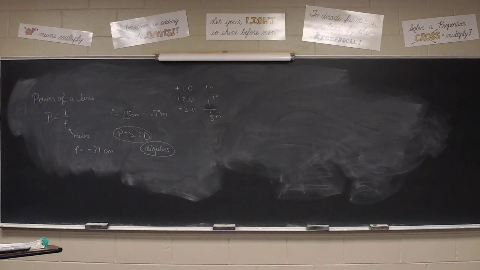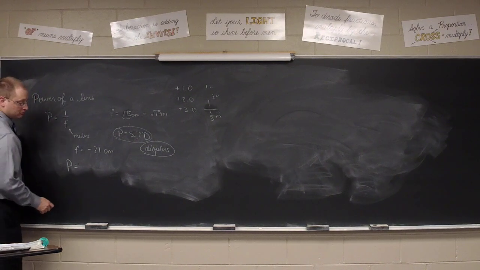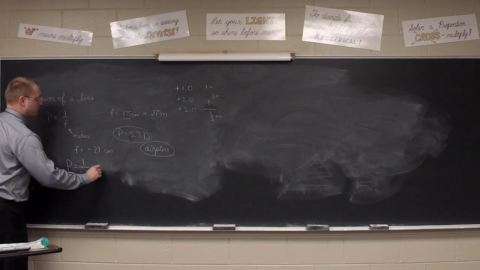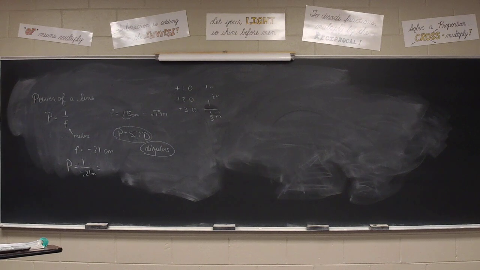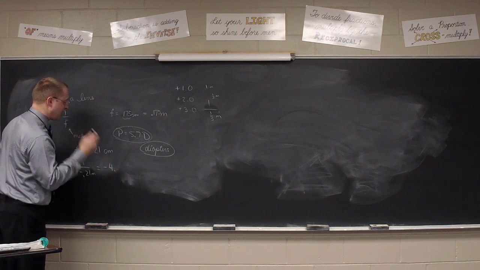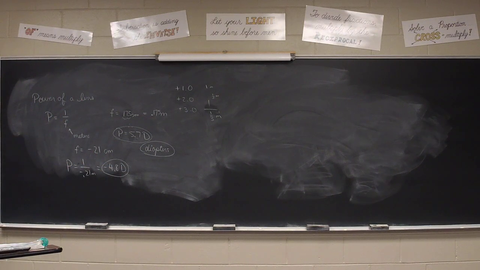Negative 21 centimeters. If we wanted to find the power of my lens, we would first change it to meters, which would be negative 0.21 meters. Then we'll take the reciprocal of negative 0.21, which is negative 4.8-ish diopters. That's somewhere around my prescription. That's for pretty bad eyes. It's not like the worst eyes in the world, but it's pretty bad. It's up there. It's you better not take your glasses off while you're driving kind of bad, okay?